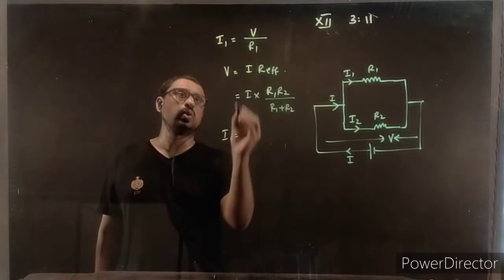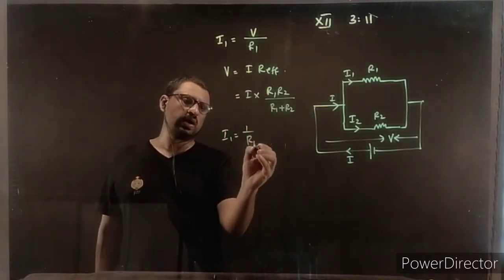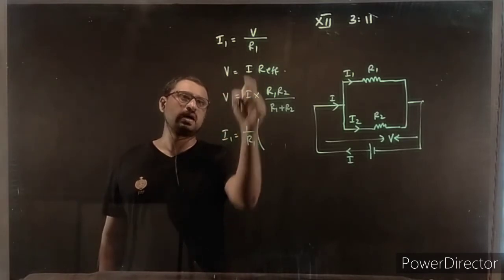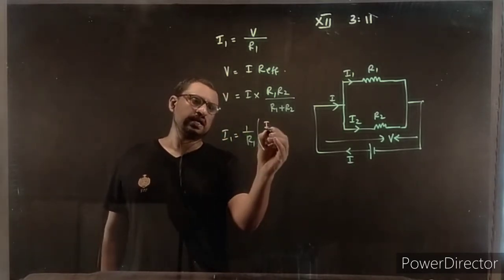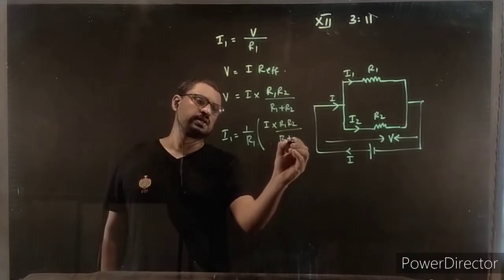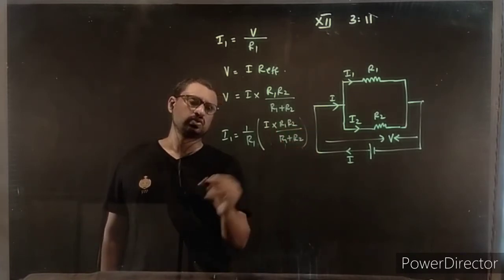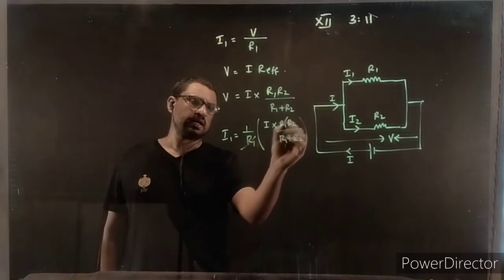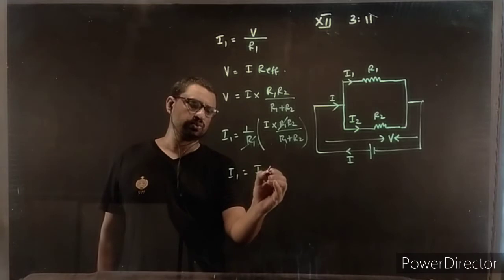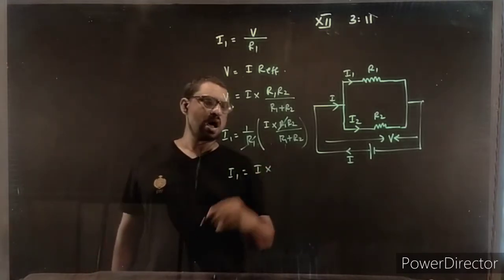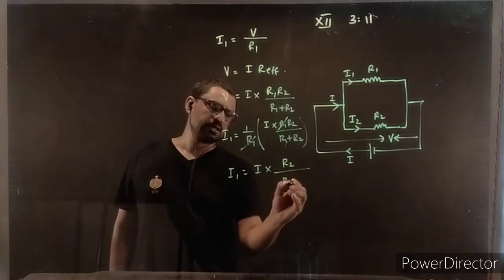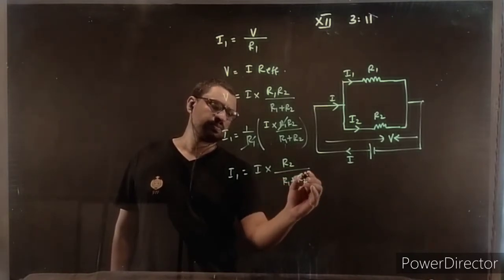Now I1 will be equal to 1 by R1 into V. V is I into R1 R2 by R1 plus R2. So what happens? This R1 will be cancelled. So I1 equals I, which is the total current, into R2 by R1 plus R2. That is the other resistor by the sum of resistors.